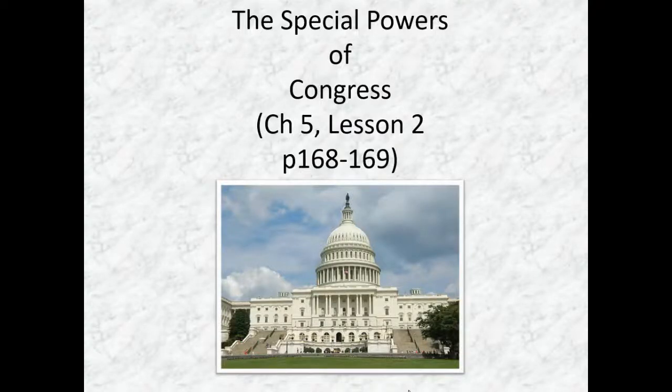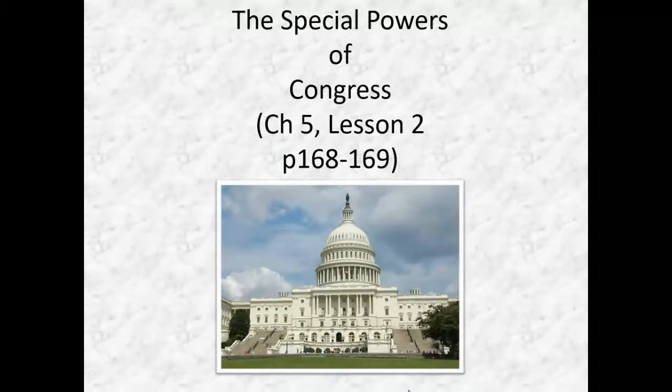The main responsibility of the United States legislative branch, or U.S. Congress, is to make the laws of this nation. However, they also have a number of other special powers, which today we are going to look at. The United States House of Representatives has three of these unique or special powers, while the United States Senate, or upper house, will have four.